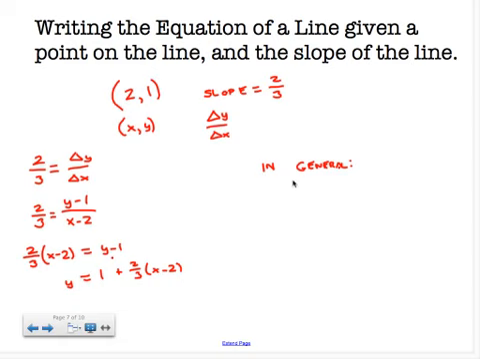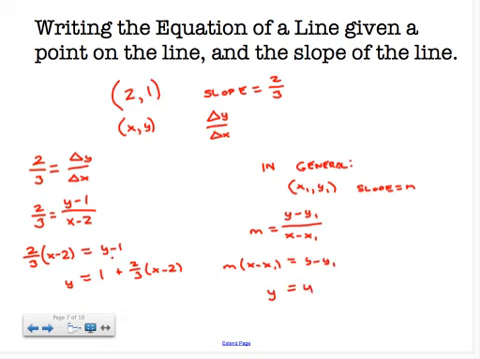In general, if I'm given (x1, y1) is on the line, and I'm given the slope is m, then I'll do the same exact thing. Okay, I would say that m would be equal to the change in y. So let's say general y minus this specific y divided by general x minus my specific x. Multiply both sides by x minus x1, and then add y1 to both sides. And so this is the general form for writing the equation of a line that you're going to use most of this year: y equals y1 plus the slope of the line times x minus the x coordinate that you were given.